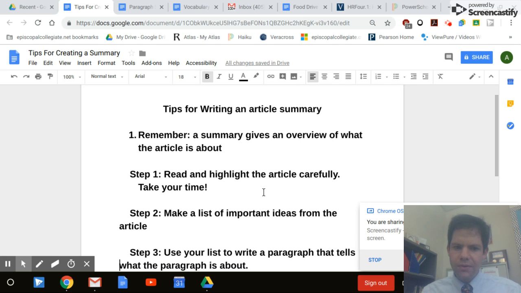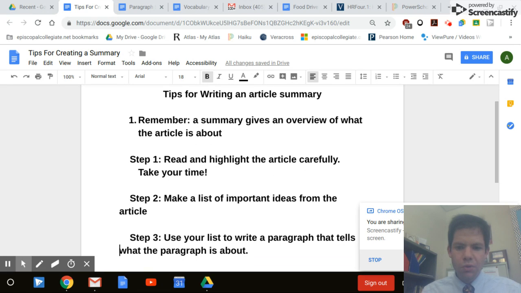Before I start with the tips, I want to remind you that a summary gives us an overview of what the article is about. Sometimes we don't have time to write a whole lot about the article, but with a summary, it'll allow us to tell the reader the really important things that are in the article. So here are some steps that can help you out as we start reading more articles that talk about different parts of American history. Step one is to read and highlight the article carefully.